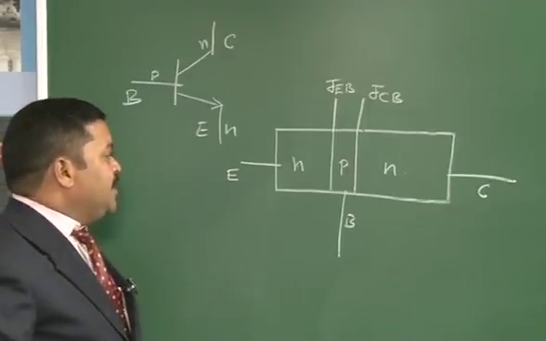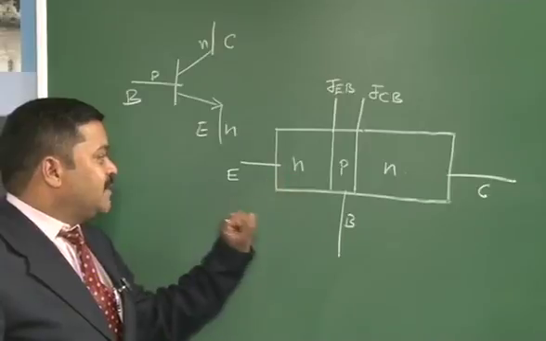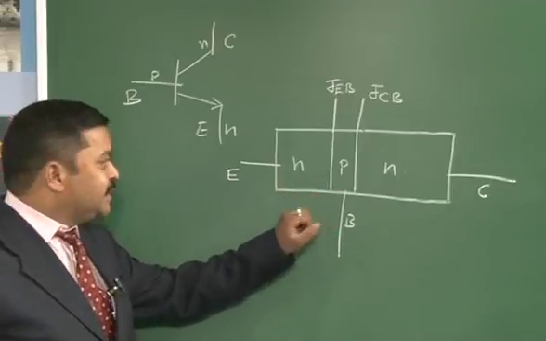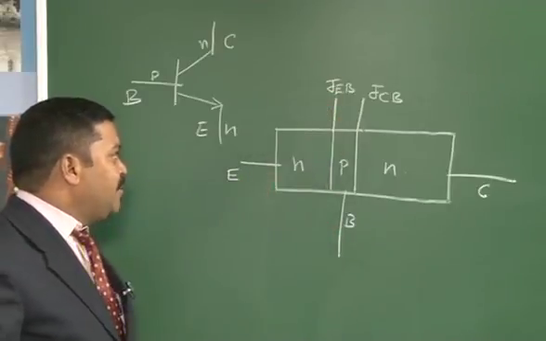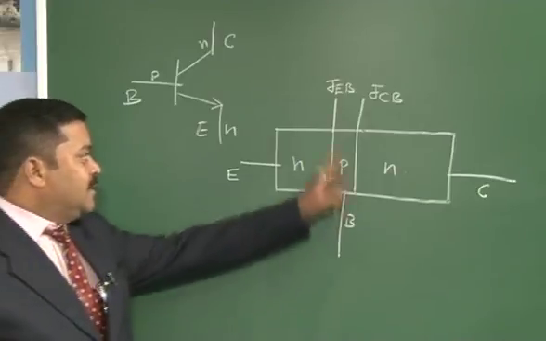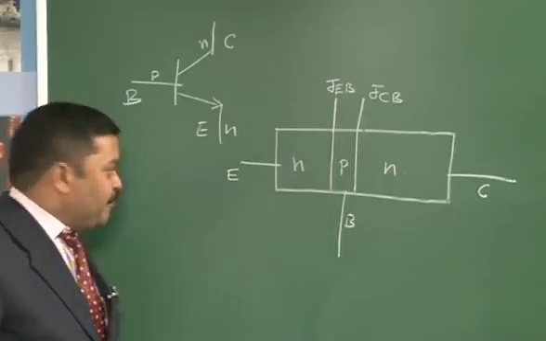Like this, we can define the BJT. We can consider the BJT as a 3 terminal device and it has 2 PN junctions. They are JEB, the emitter base junction. Next is the collector base junction, JCB.